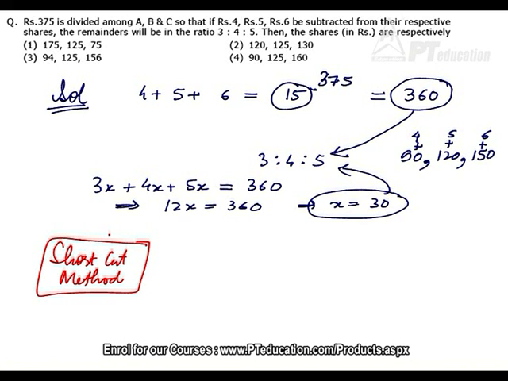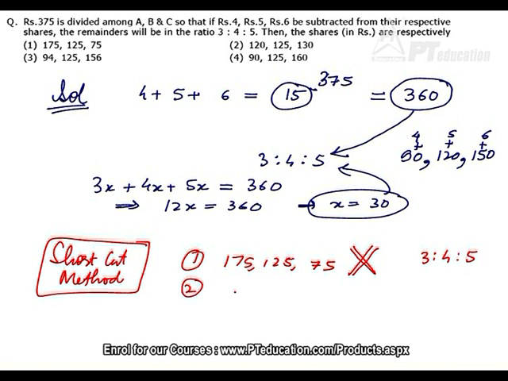Let's try and see. 375, you subtract 4, 5, 6, and the remainders are in the ratio 3:4:5. Then what are their original shares? Now look at the 4 options. Look at option number 1. Option 1 says 175, 125, 75. Now this option is patently wrong because this cannot be in the ratio 3:4:5. This is the reducing ratio, whereas we are being asked an increasing ratio. So option 1 is directly ruled out.